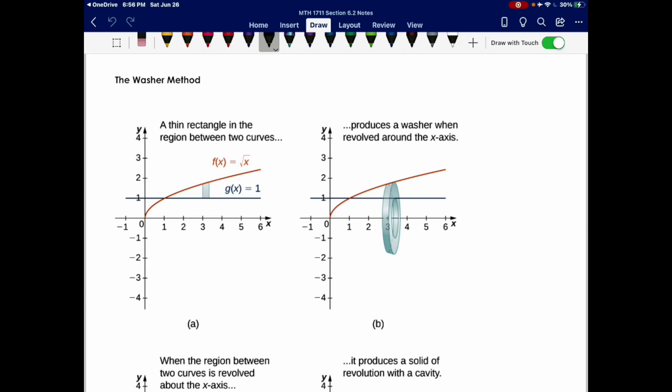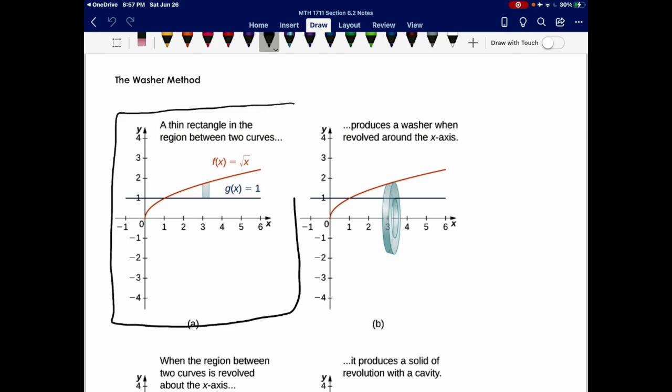There are different reasons why, when you take a solid and revolve it around an axis, you might have a cavity. But when that happens and it's not completely solid, you want to use what's called the washer method. And so here's an example of what that might look like.